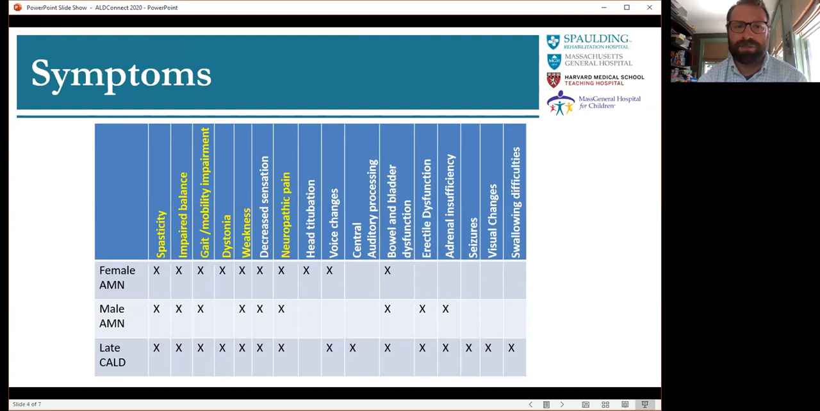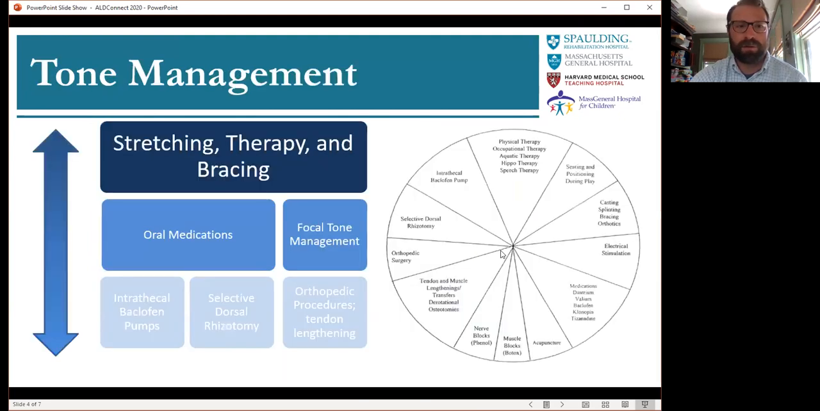And then our balance issues, that proprioception is something that really adds on another layer of issue as we're talking about what to do and how affected we are.